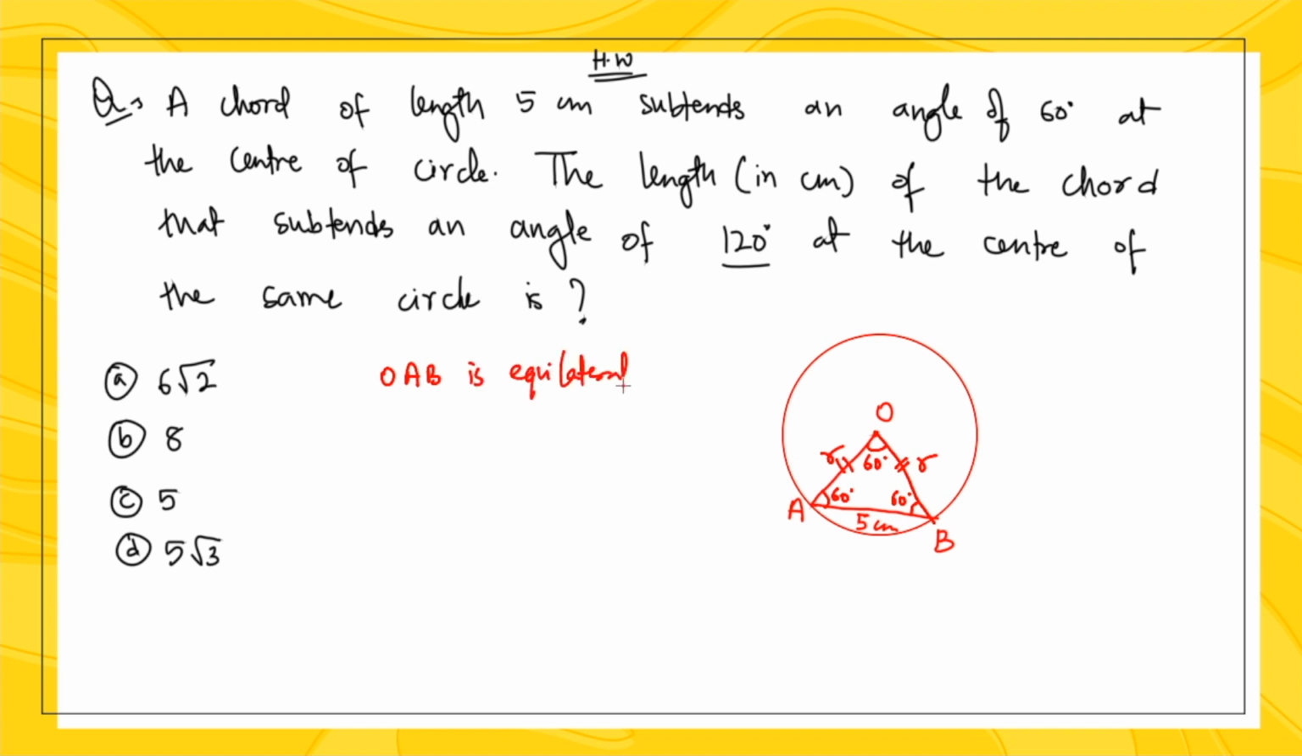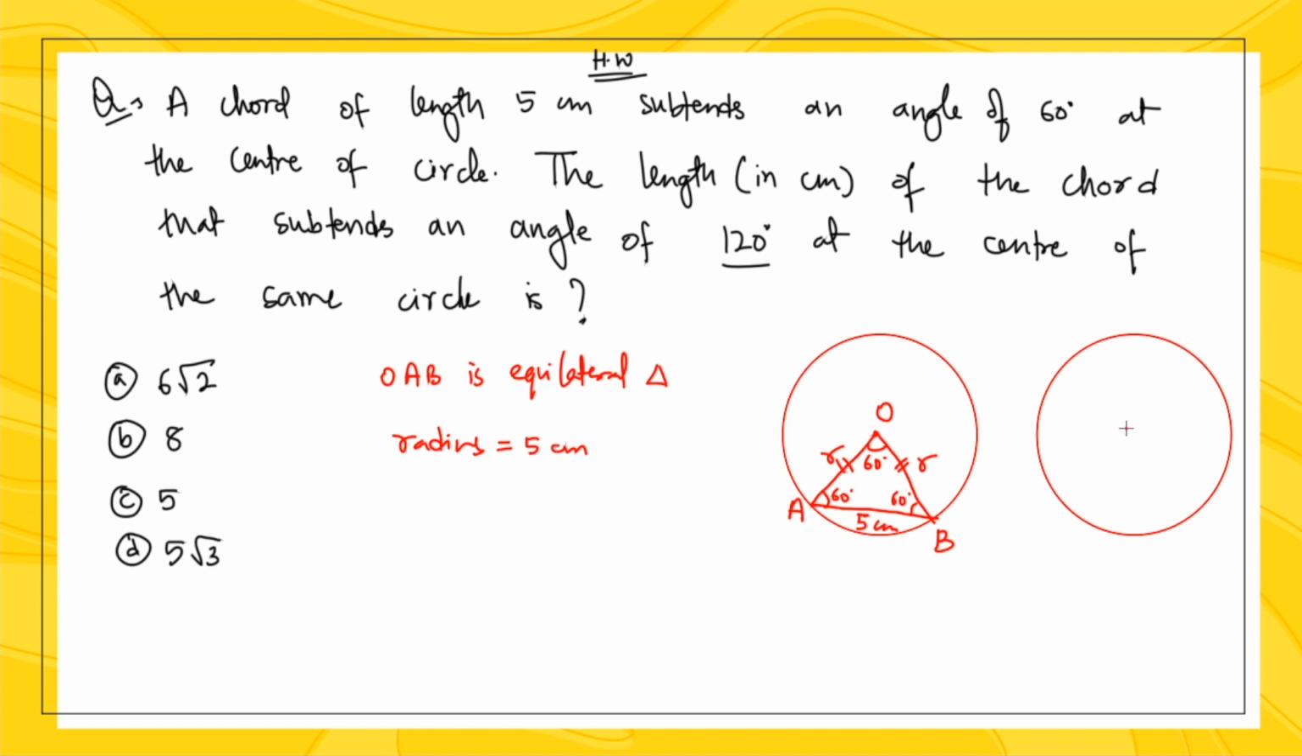Now if this is an equilateral triangle, that means all the sides are of the same length. That means the radius for this circle is how many units? The same as the chord, that means 5 centimeters. Now once you have got the radius, they are telling us about the same circle, so I have to draw a circle of the same radius. Now it says, what is the length of the chord which subtends an angle of 120 degrees?